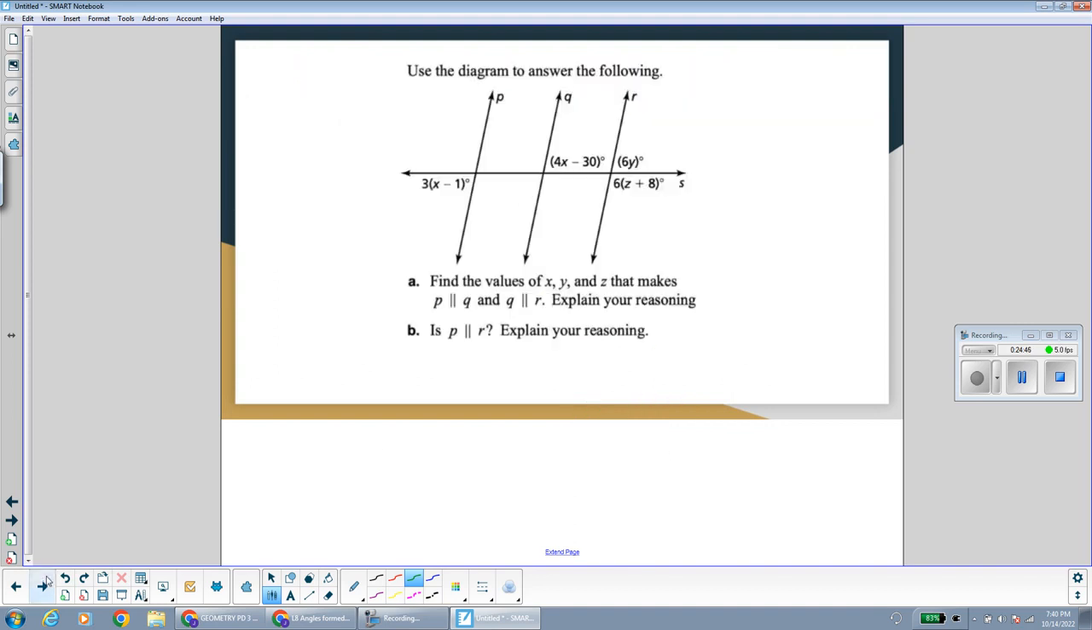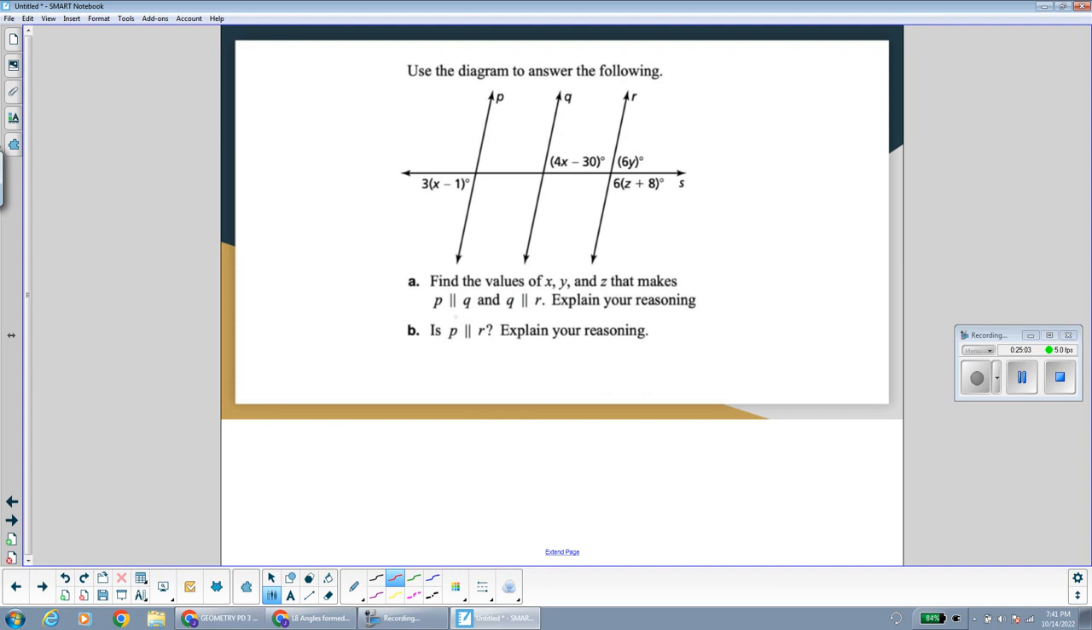Last slide for this video. Find the values of x, y, and z that make line P parallel to line Q and that make line Q parallel to line R. Explain your reasoning.